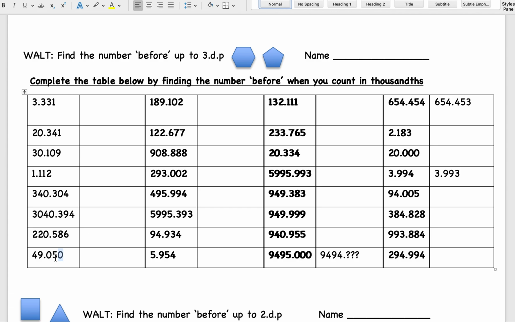Okay, P7, I appreciate that's a little bit tricky. That's why I wanted to show you the activity here. Tomorrow, in tomorrow's lesson, we're doing exactly the same thing, but we're finding the number after. Okay, so I'll record a similar video for that. Okay, lovely stuff. Thank you very much, and good luck.